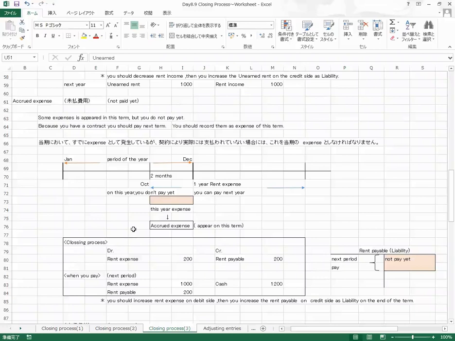2 months rent expense. So at the end of the term, in the closing process, you record debit rent expense 200, to rent payable, liability, 200.